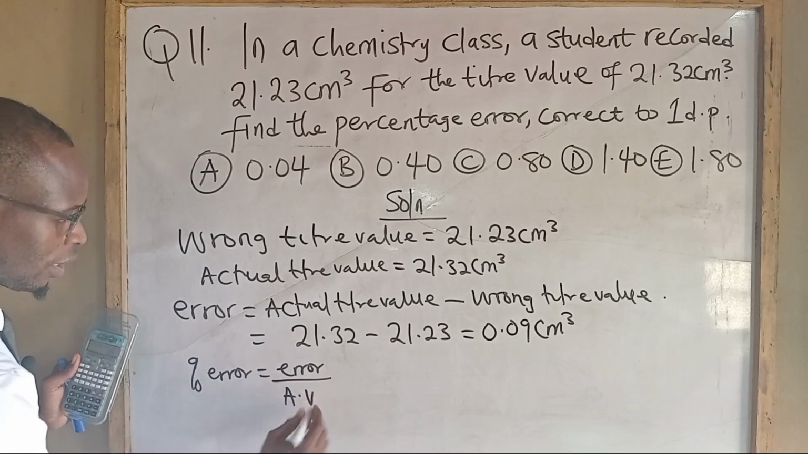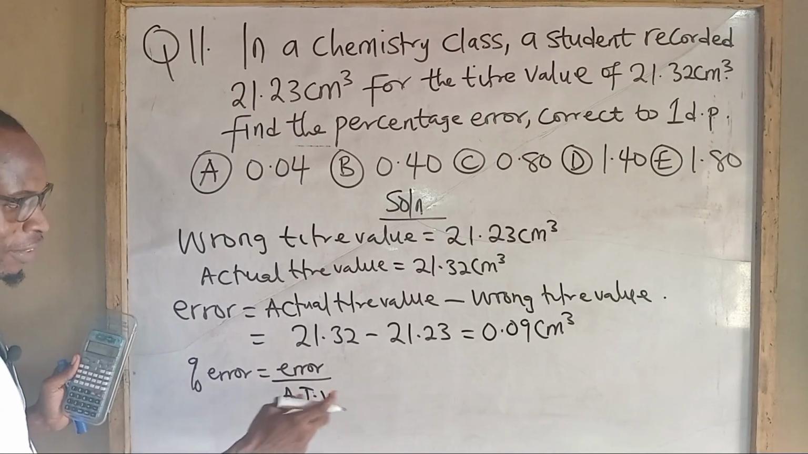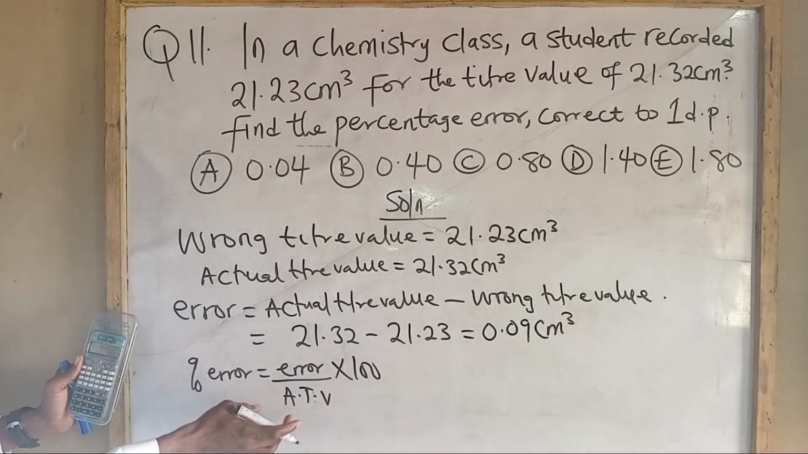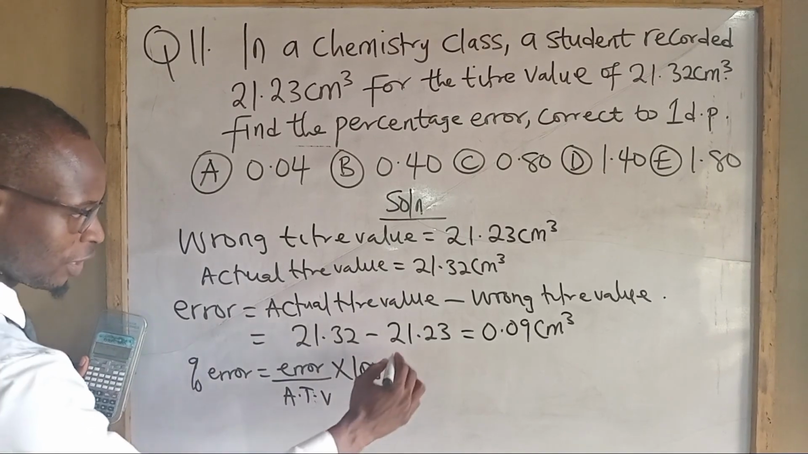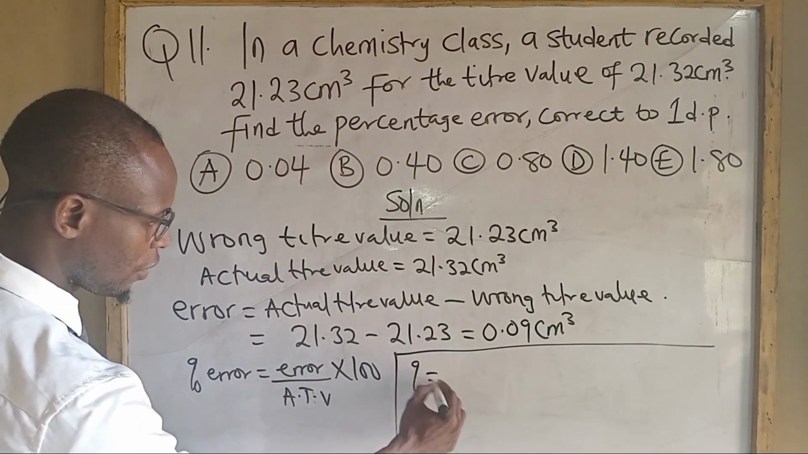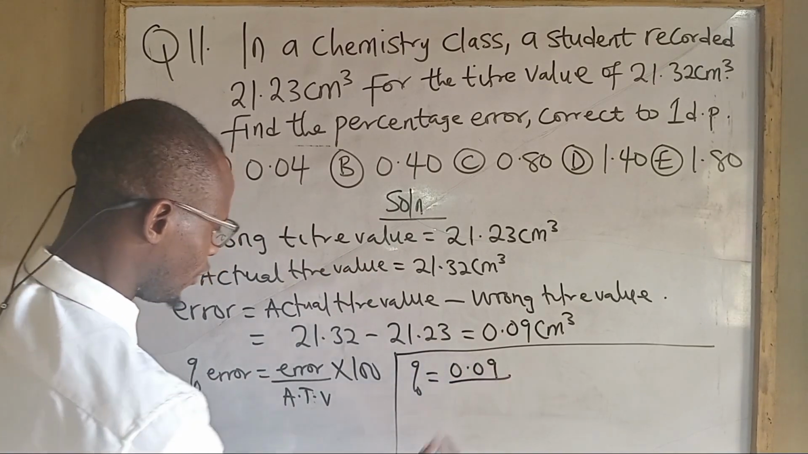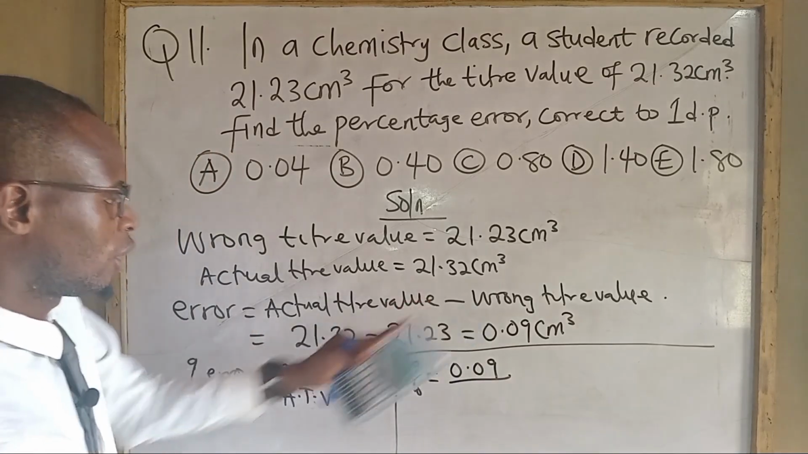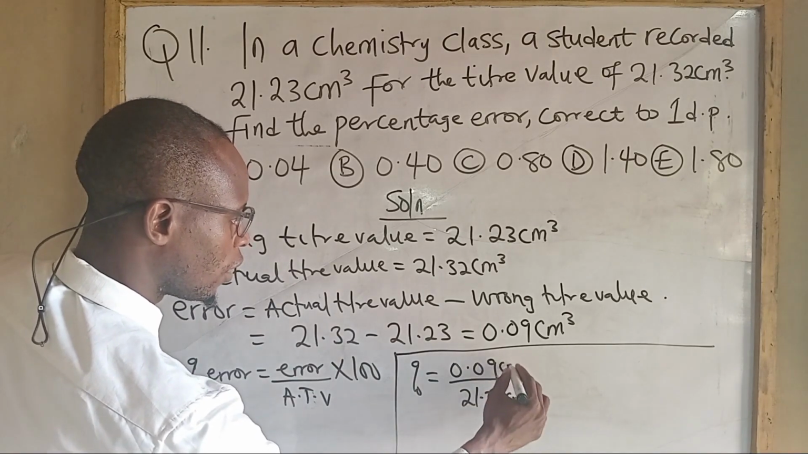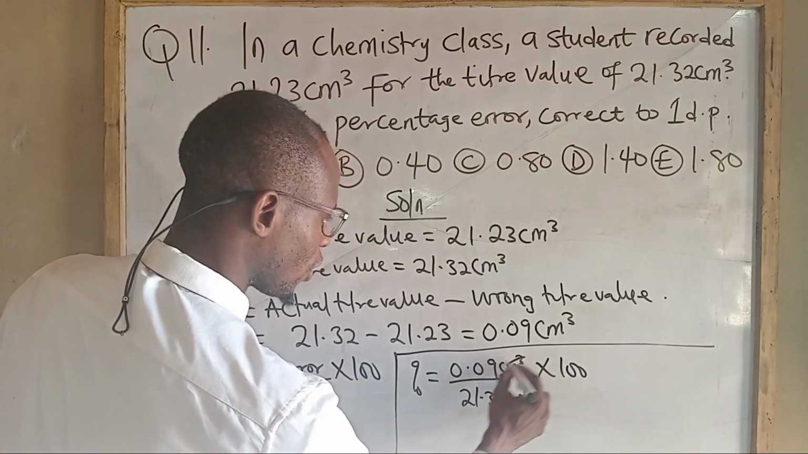Let me use ATV, okay? I believe you understand that. Actual theta value multiplied by what? 100. So please, you understand this? Actual theta value. So if you replace our values here, now let me manage this space for that. So I will have percentage error equals to the error, which is what? 0.09, all divided by the actual theta value, which is what? 21.32. This is centimeter cube, also centimeter cube. Then multiply by 100. So this centimeter cube will cancel that centimeter cube.